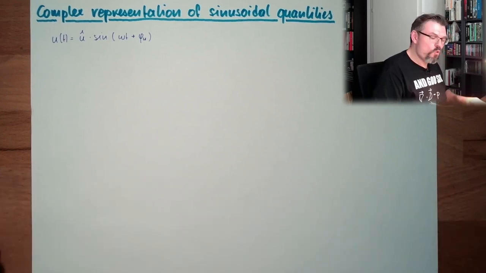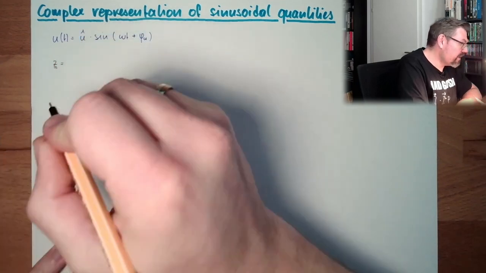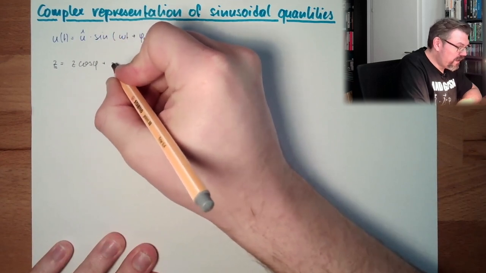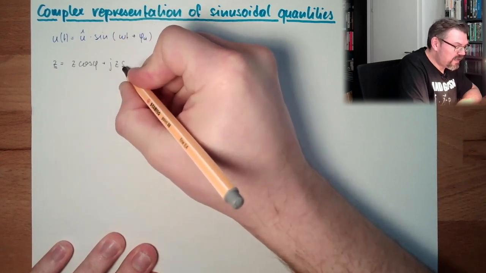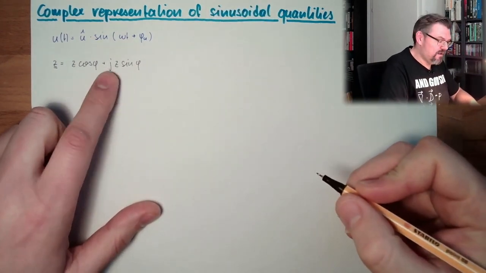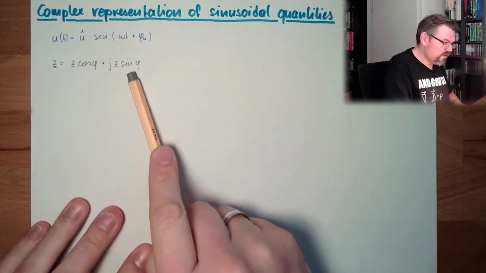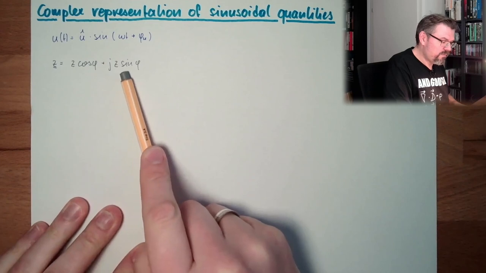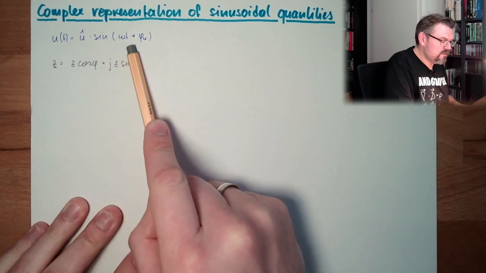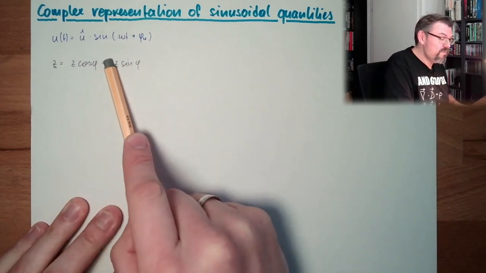Now let's have a look. What is our complex number? Our complex number z can be represented by z cosine phi plus j z sine phi. This z was the absolute value and this phi was the angle. And now look at that: something multiplied by sine, something multiplied by sine. So if phi is maybe this, I can use this. I only have to look at the imaginary part.